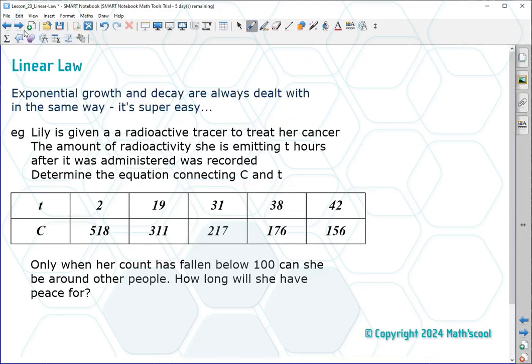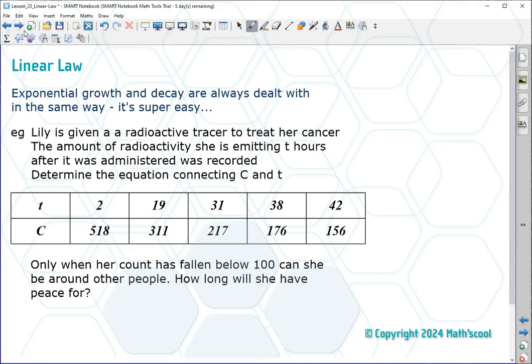Okay, Lily is given a radioactive tracer to treat her cancer. The amount of radioactivity she is emitting T hours after it's administered was recorded. Determine an equation connecting C and T. Now this question, we have to ask ourselves, have they already told us the equation and they just want us to find the constants? Or have they told us no equation whatsoever and we've got to start from scratch?